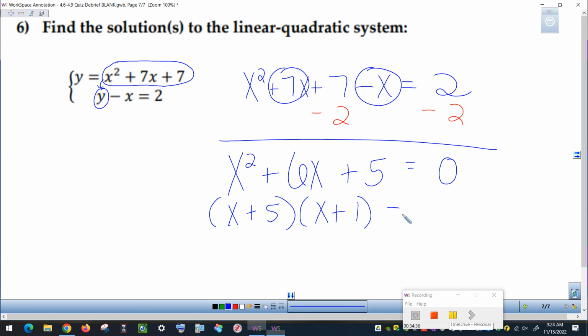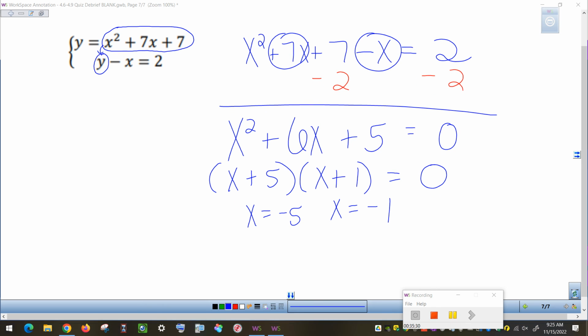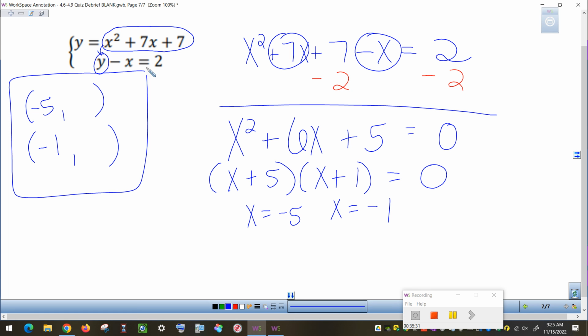This is going to factor into x plus 5 times x plus 1. So we get 2 answers for x. Some people will stop here. If you got negative 5 and negative 1, that's beautiful. But when we're solving the system, we're trying to find the intersection points. So we need to have 2 ordered pairs for the answer. So we need to also find the corresponding y values.